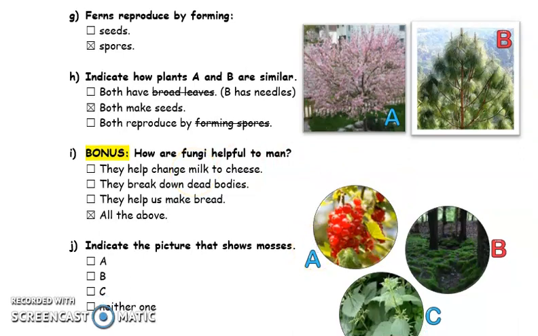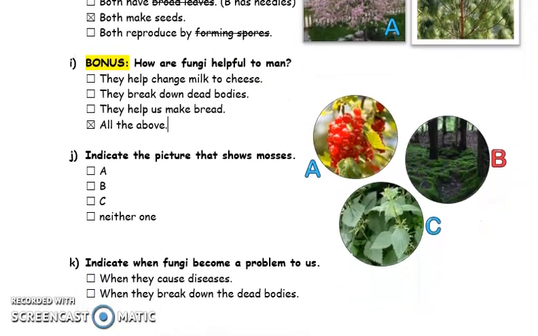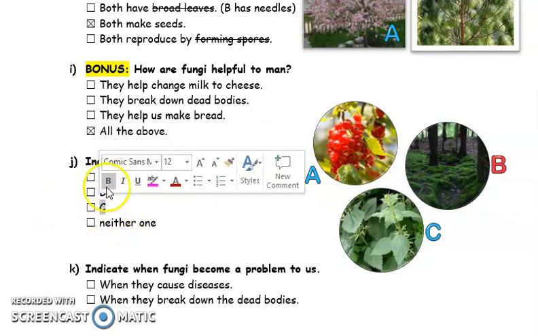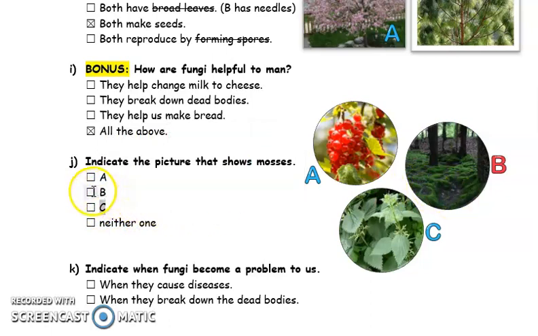What picture shows mosses? Is it A, B, or C? A is a flowering plant that grows fruit. C is a plant with full stems, full leaves. So not A, not C. So it's B. The figure B represents mosses.